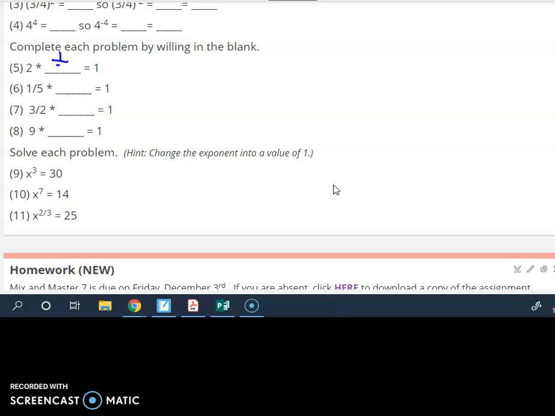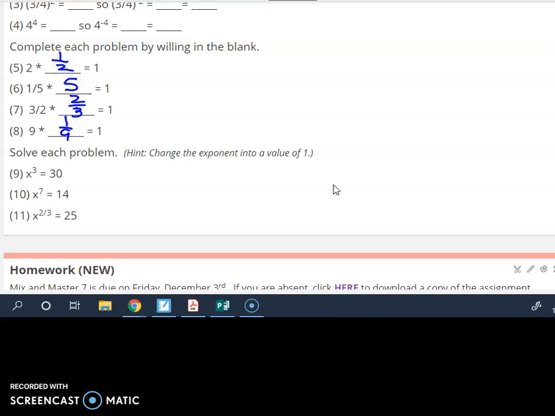So the number that I can double to get 1 is a half. So half of 2, or 2 times a half, is 1. 1/5 times 5 is also 1. 3/2 times 2/3 is 1, and 9 times 1/9 is 1.